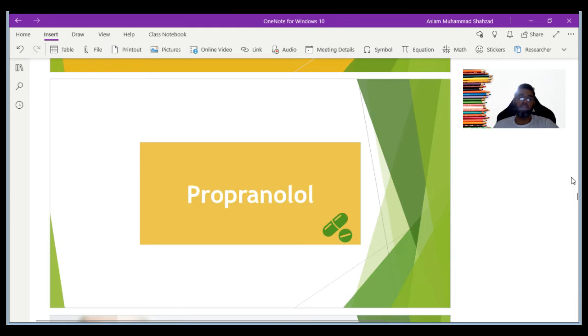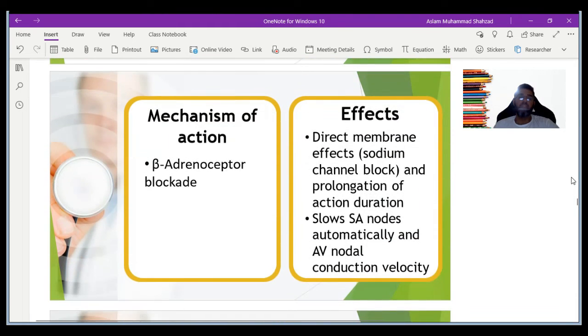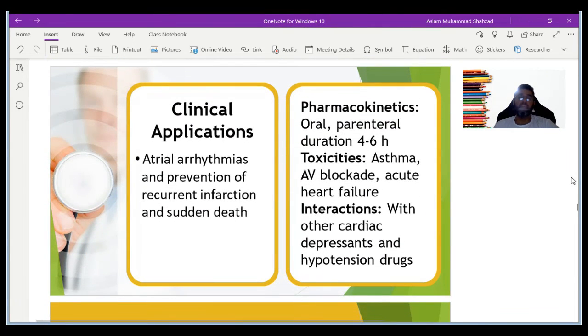The example is propranolol. The mechanism of action is beta adrenoreceptor blockade. They affect the membrane directly, especially as sodium channel blockers, and prolong the action duration, slowing down sinoatrial node automaticity and AV nodal conduction velocity. Clinically, they are used for atrial arrhythmias and prevention of recurrent infarctions and sudden death.